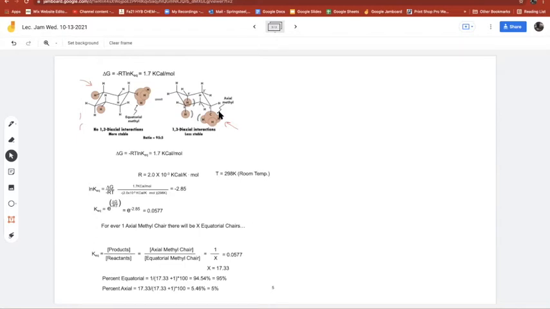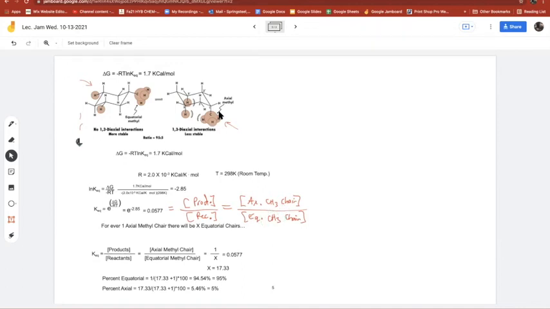What it's saying is that the K equilibrium is the concentrations of the products over the concentration of the reactants, right? And so in this case, it's the axial methyl chair, because that's on the right, the product side, right? Over the concentration of the equatorial methyl. Okay, so this number is less than 1. So it's saying that we have less of the axial and more of the equatorial. And so you can then work that out.